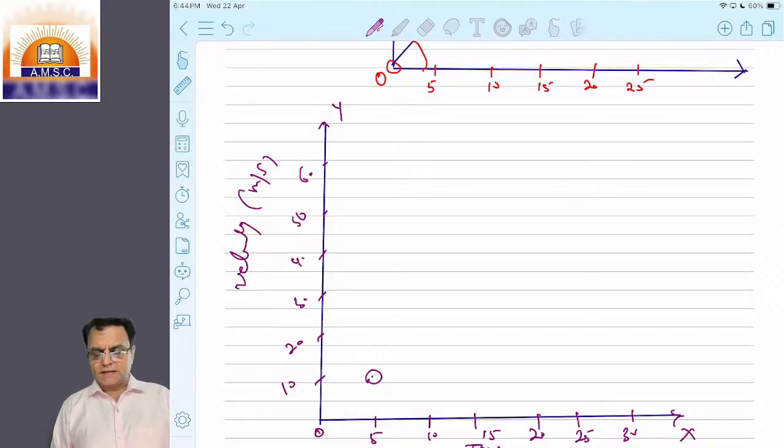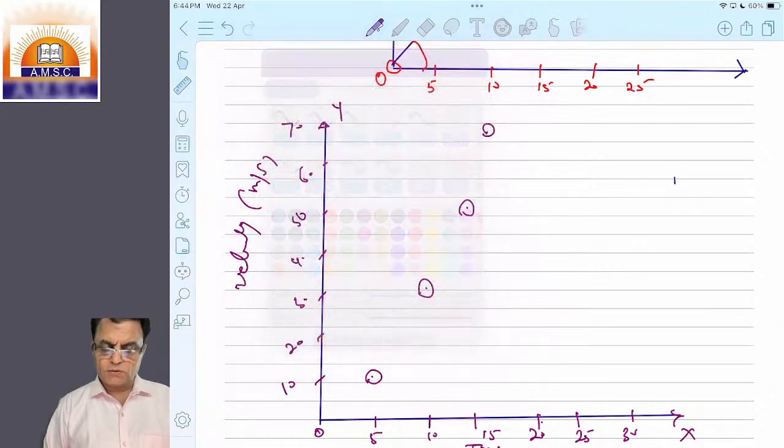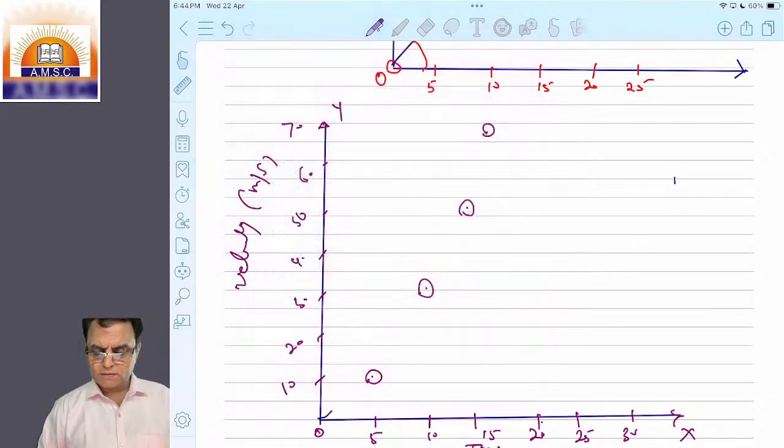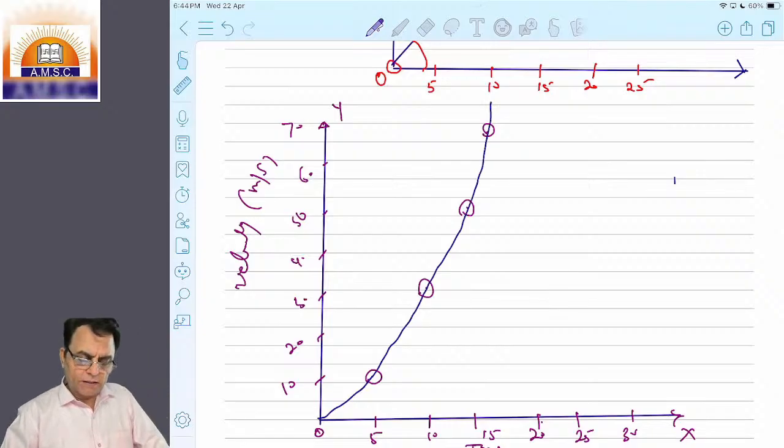In a total of 10 seconds, let the speed become 30 meter per second. In a total of 15 seconds, let the speed become 50 meter per second. In a total of 20 seconds, let the speed become 70 meter per second. This is 70, right? Is it possible to get a straight line after joining these points? Actually, I'm getting a curved line. This curved line represents what?